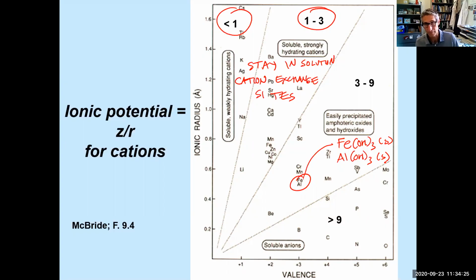The last one that's critical for us: we've talked about calcium, magnesium, potassium, and sodium, which are between less than 1 up to 3. Iron and aluminum fit in this 3 to 9 category. They're not mobile. They don't leach because they form these solid phases, these oxides and hydroxides. And then the last one is what?